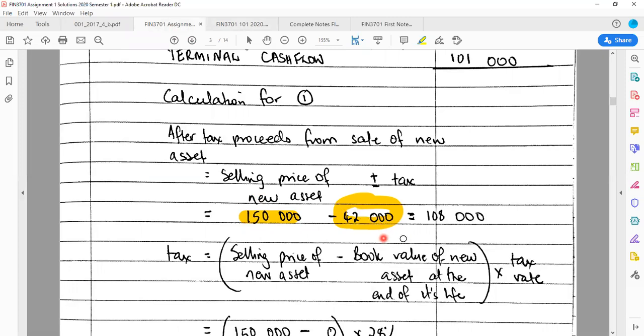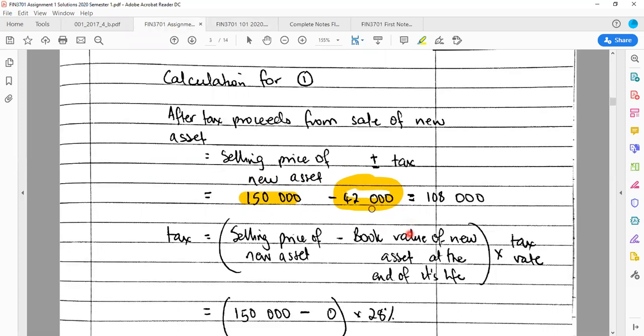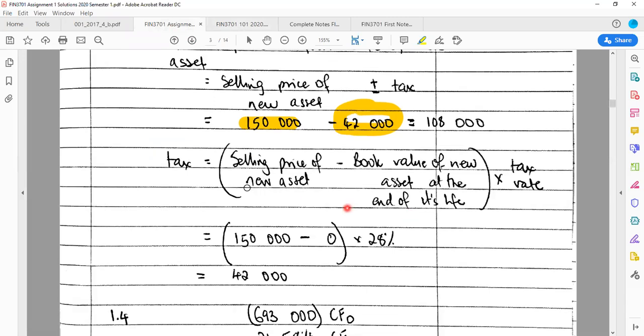We had to calculate tax. And to calculate tax, we used this formula. We took the selling price of the new asset minus the book value of the new asset at the end of its life, multiplied by the tax rate. And like I told you, the book value of the new asset at the end of its life is almost always 0. So I just said 150 minus 0 times 28%, and I got 42,000. So this was the tax.